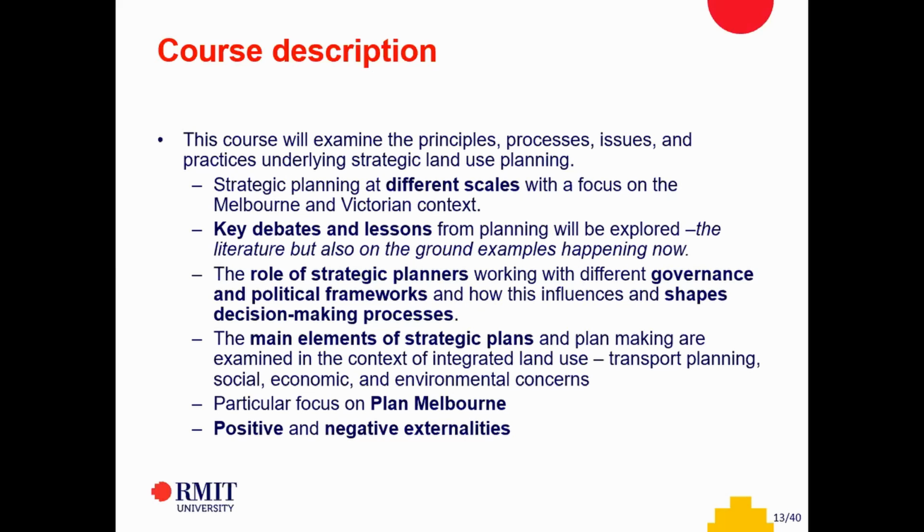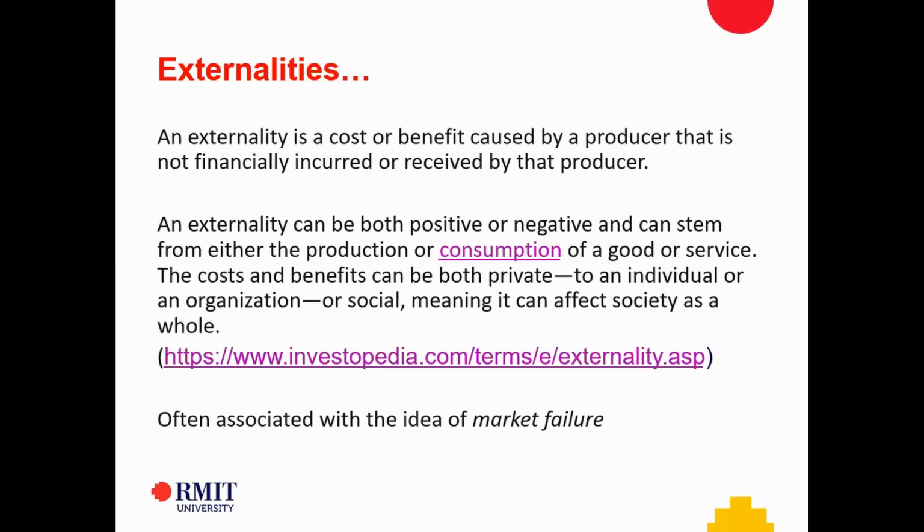So let's just dwell on this idea for a moment. So externalities, an externality is a cost or a benefit caused by a producer that is not financially incurred or received by that producer. So in other words, the producer doesn't pay for it, but we don't pay for it either. And that's why they call it an externality. It sits outside of the marketplace, but it can be good and it could be not so good. And it can stem from production or consumption of a good or service. And it could be in the private realm, or it could be at a broader realm. It could be at the community level.